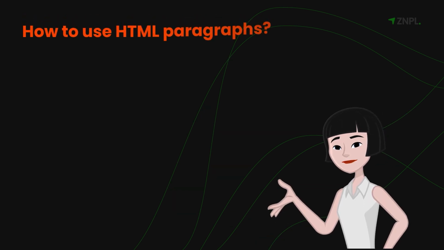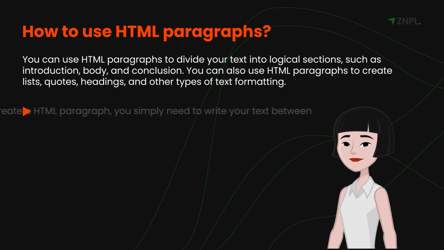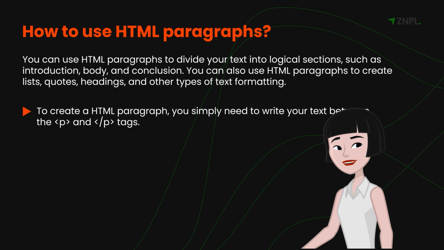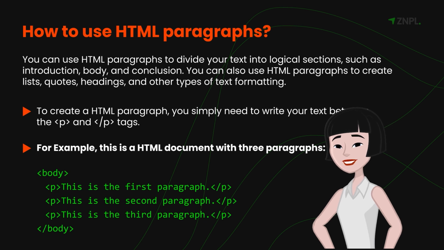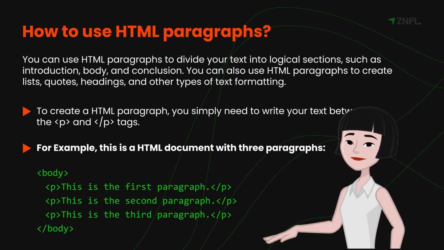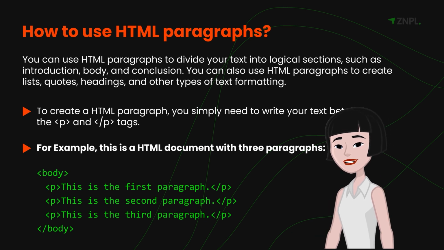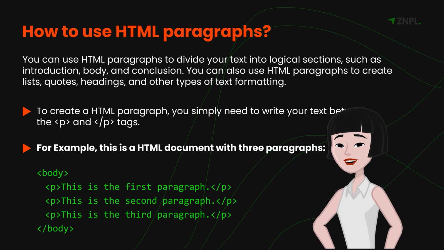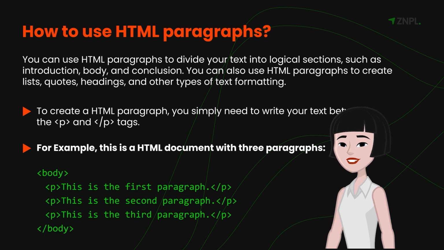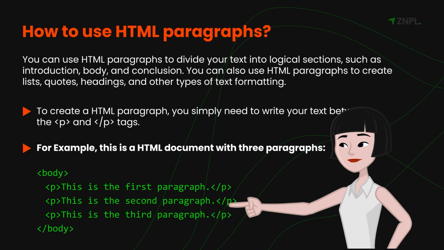How to use HTML paragraphs? You can use HTML paragraphs to divide your text into logical sections, such as introduction, body, and conclusion. You can also use HTML paragraphs to create lists, quotes, headings, and other types of text formatting. To create an HTML paragraph, you simply need to write your text between the opening and closing p tags. You can write as much text as you want in a paragraph, but it is recommended to keep your paragraphs short and concise for better readability. For example, this is an HTML document with 3 paragraphs.